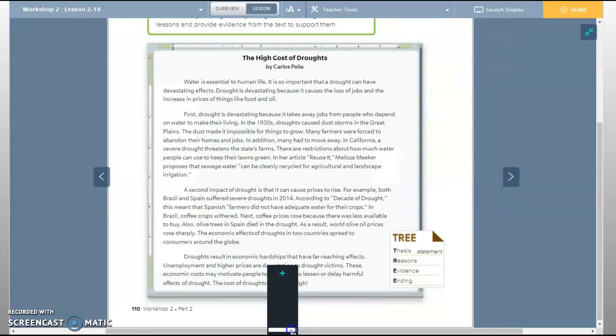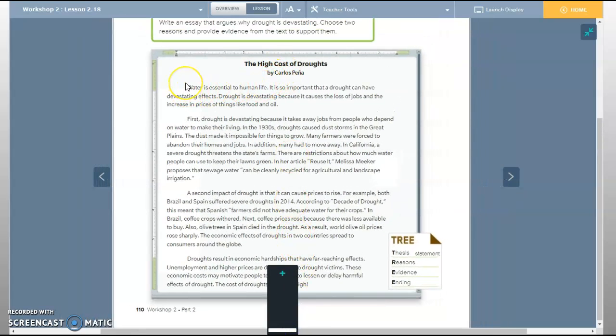Okay, so basically, this young man Carlos wrote his argument essay about how droughts can be very costly as far as money goes. Some people lose jobs because they had to abandon their homes and jobs. That means that people that worked for them no longer have jobs. He also explained that it makes the price of certain things go up. So if there's a big drought and it makes it so that there are fewer olives, then the cost of olive oil and olives will go up. If there's no strawberries, then the cost of strawberries will be high. Things like that.